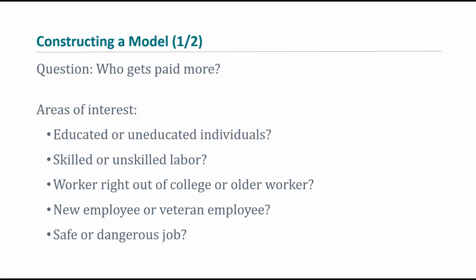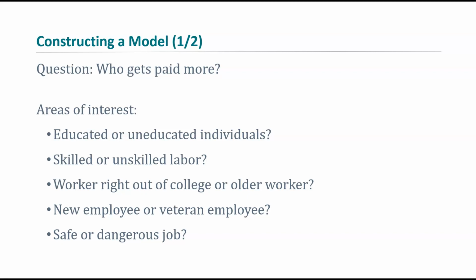So here's an example. A question that economists have asked over and over: who gets paid more? An educated or an uneducated individual? A skilled or an unskilled individual? A worker right out of college or an older worker? A new employee or a veteran employee? Someone in a safe job or a dangerous job? Who gets paid more? And the truth is, each of these lines is very important in determining someone's wage.